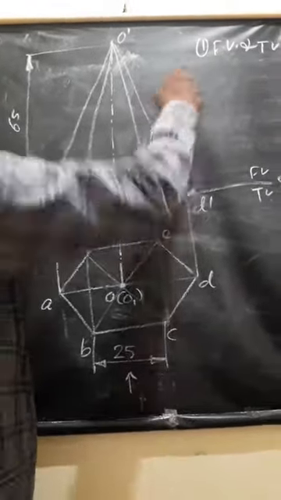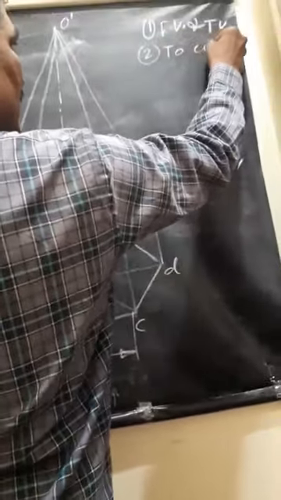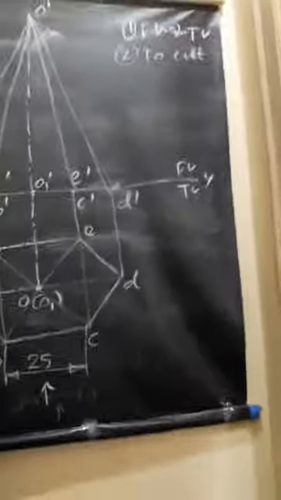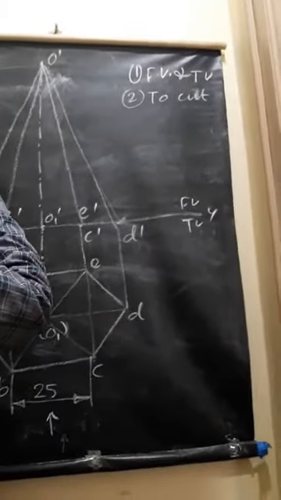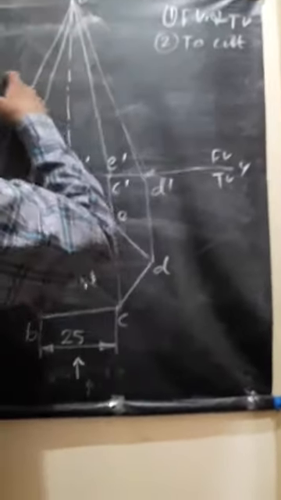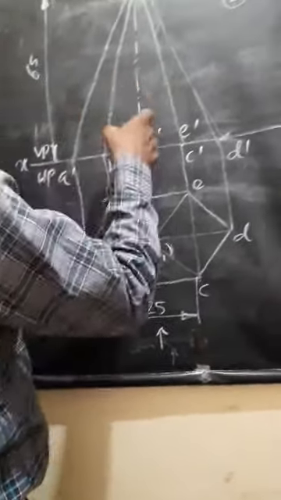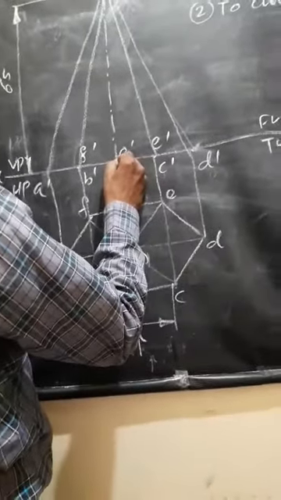Now step number 2 is you have to cut the object. You have to cut the object as per the conditions given in the problem. In the problem, the section plane is parallel to HP and perpendicular to VP. Parallel to HP means it is a horizontal line. The section plane is horizontal. If I draw a line like this, this line is parallel to HP. Okay, and it is passing through the axis. At what distance? 30 mm above the base.